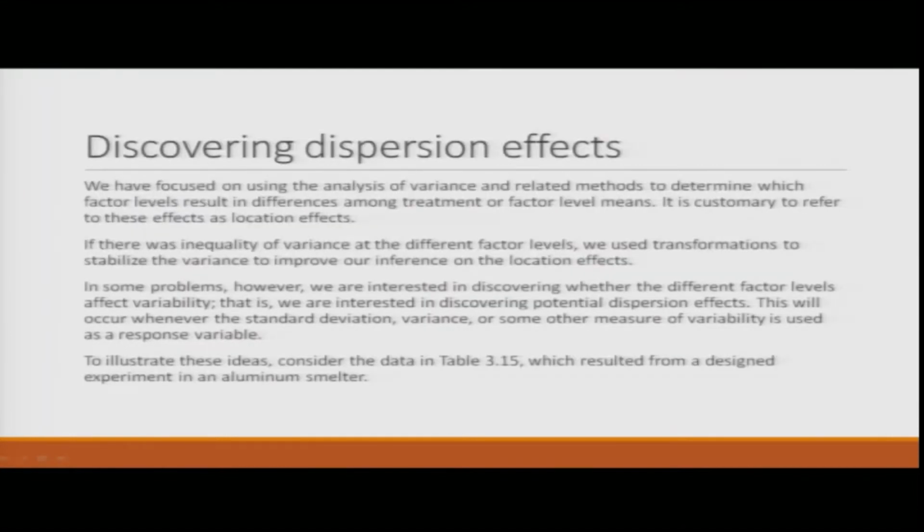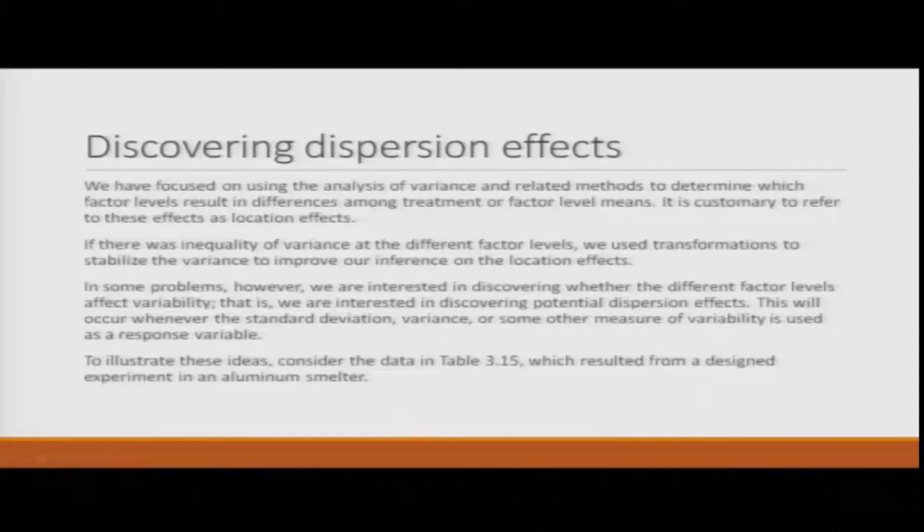Discovering dispersion effects. So, we have focused on using the analysis of variance and related methods to determine which factor values result in differences among the treatment or factor level means. It is customary to refer to these effects as location effects. So, we have considered the concept of differences in the means, considering the tau values being 0, or sigma square being 0. So, I am talking about H naught, and obviously H A would be the alternative.